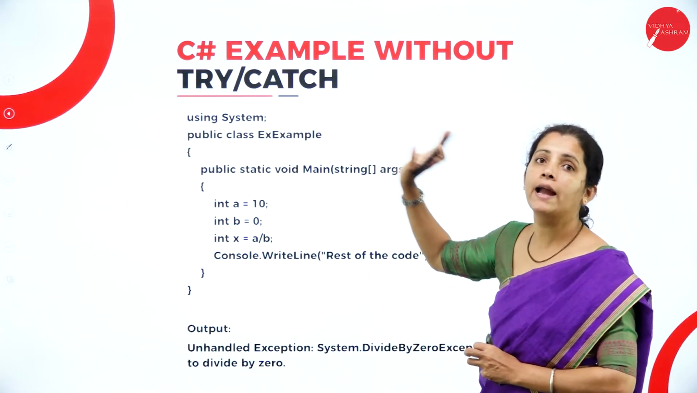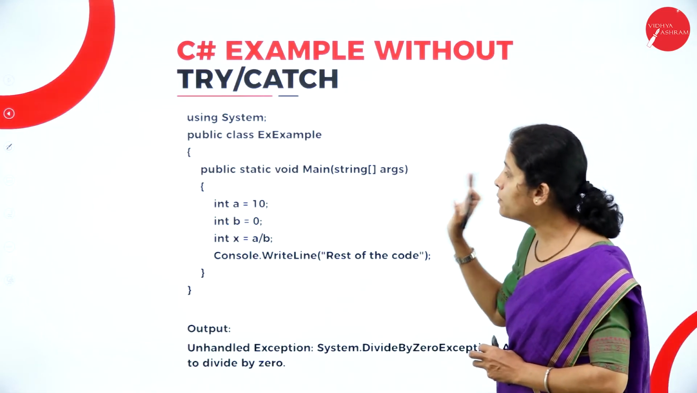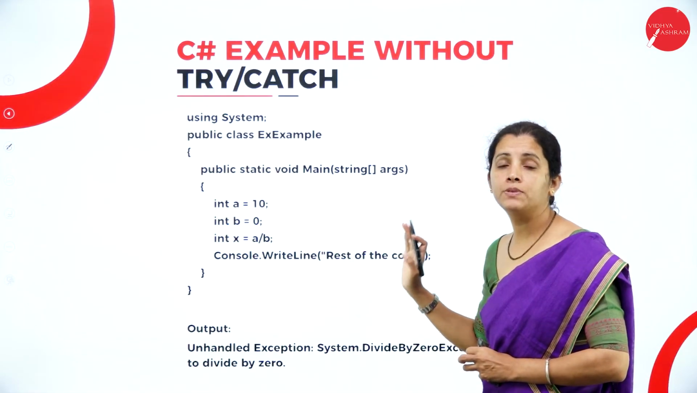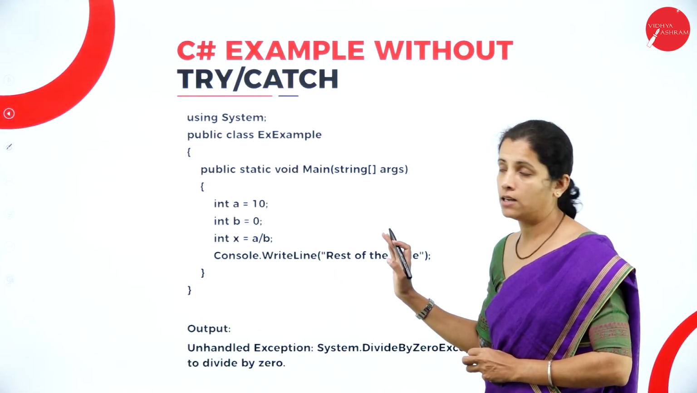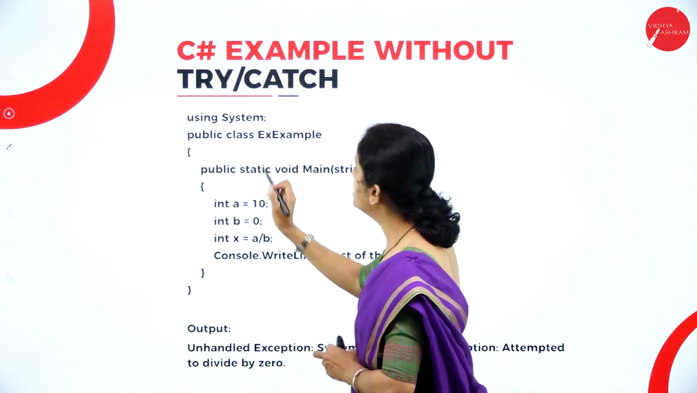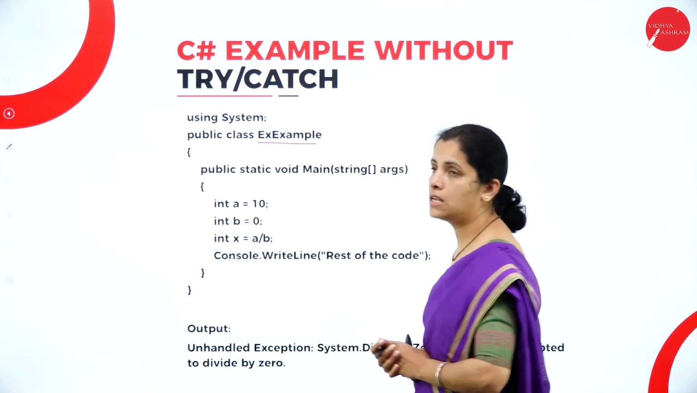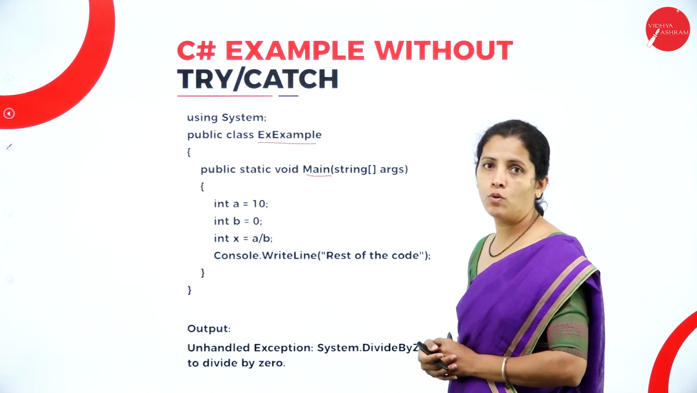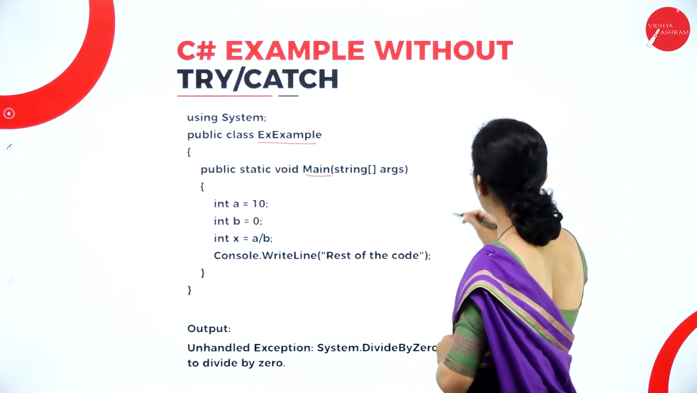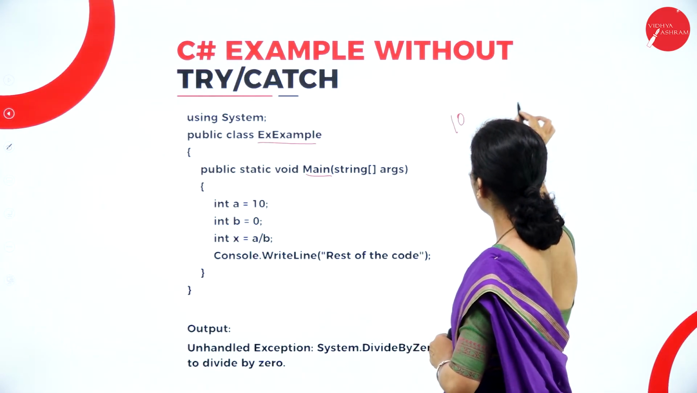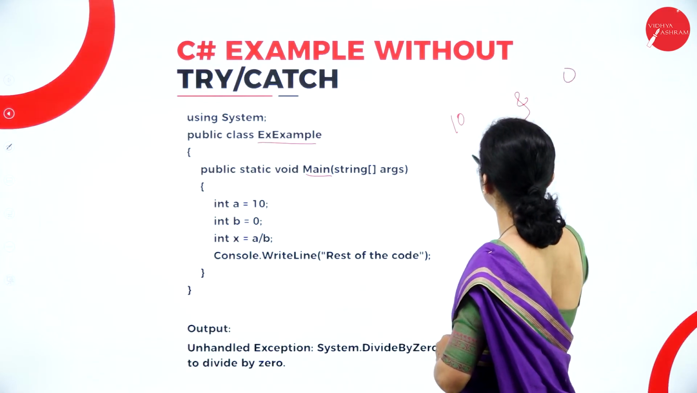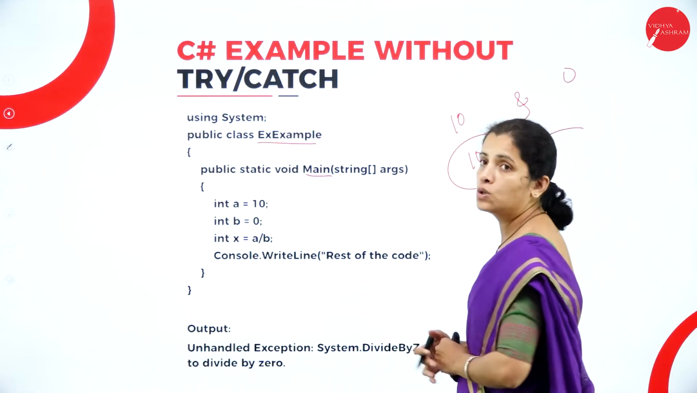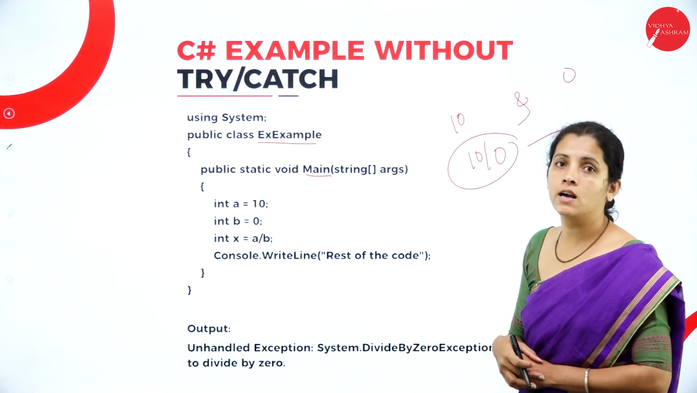So dear student, now I'm going to have a C# example program without using try and catch block. So this is the program. See here, I'm not going to use an exception handling technique. Here I have the class called EX example, and I'm going to have the main program. Here I'm going to have the numbers 10 and 0. When I divide 10 by 0, what's going to happen? It's going to generate some errors.